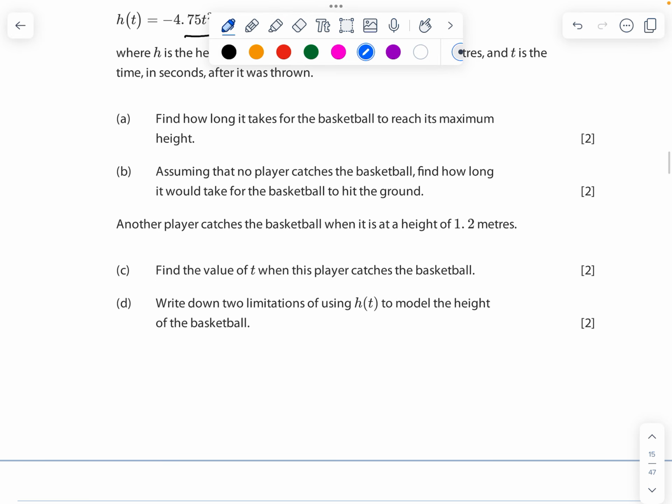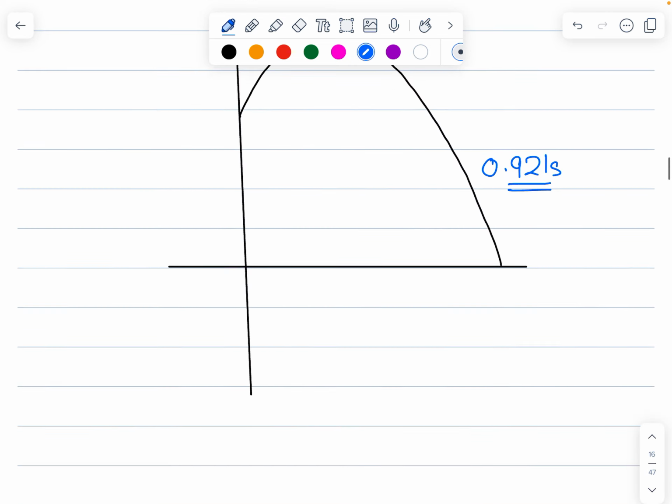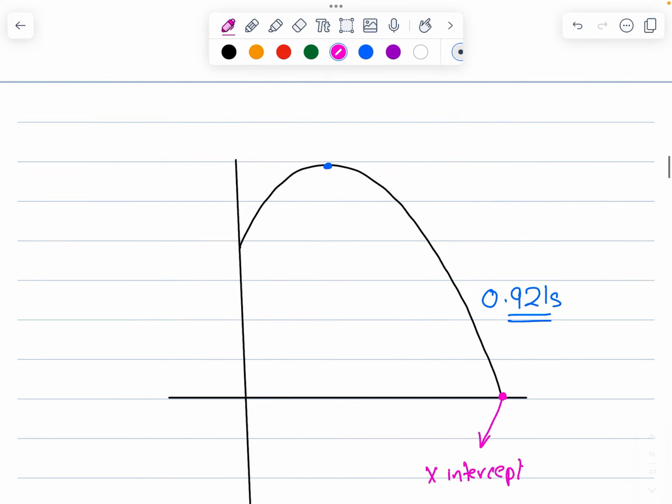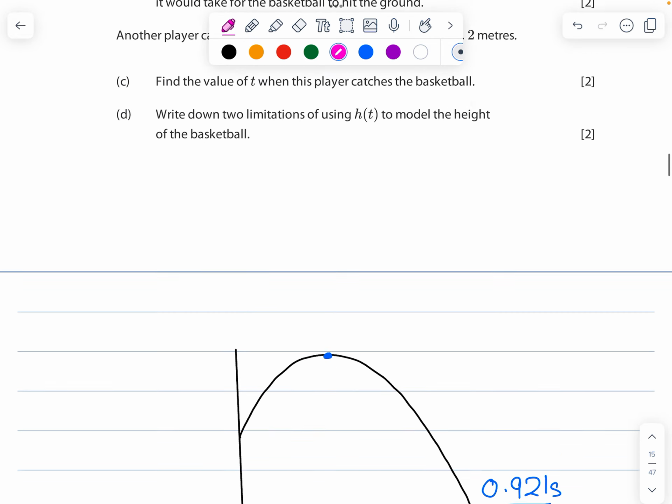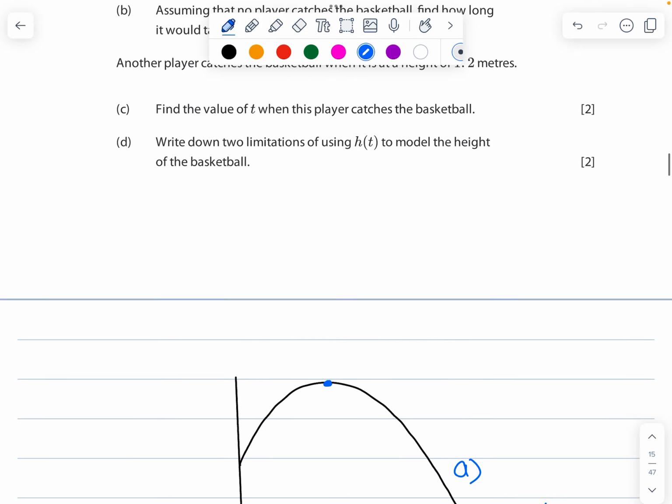Assuming that no player catches the basketball, find how long it would take the basketball to hit the ground. So what am I going to do? I am going to find the x-intercept for this one. Use the GDC to find the x-intercept. It should be 2 seconds. That's going to be the answer for part B, and this is the answer for part A.